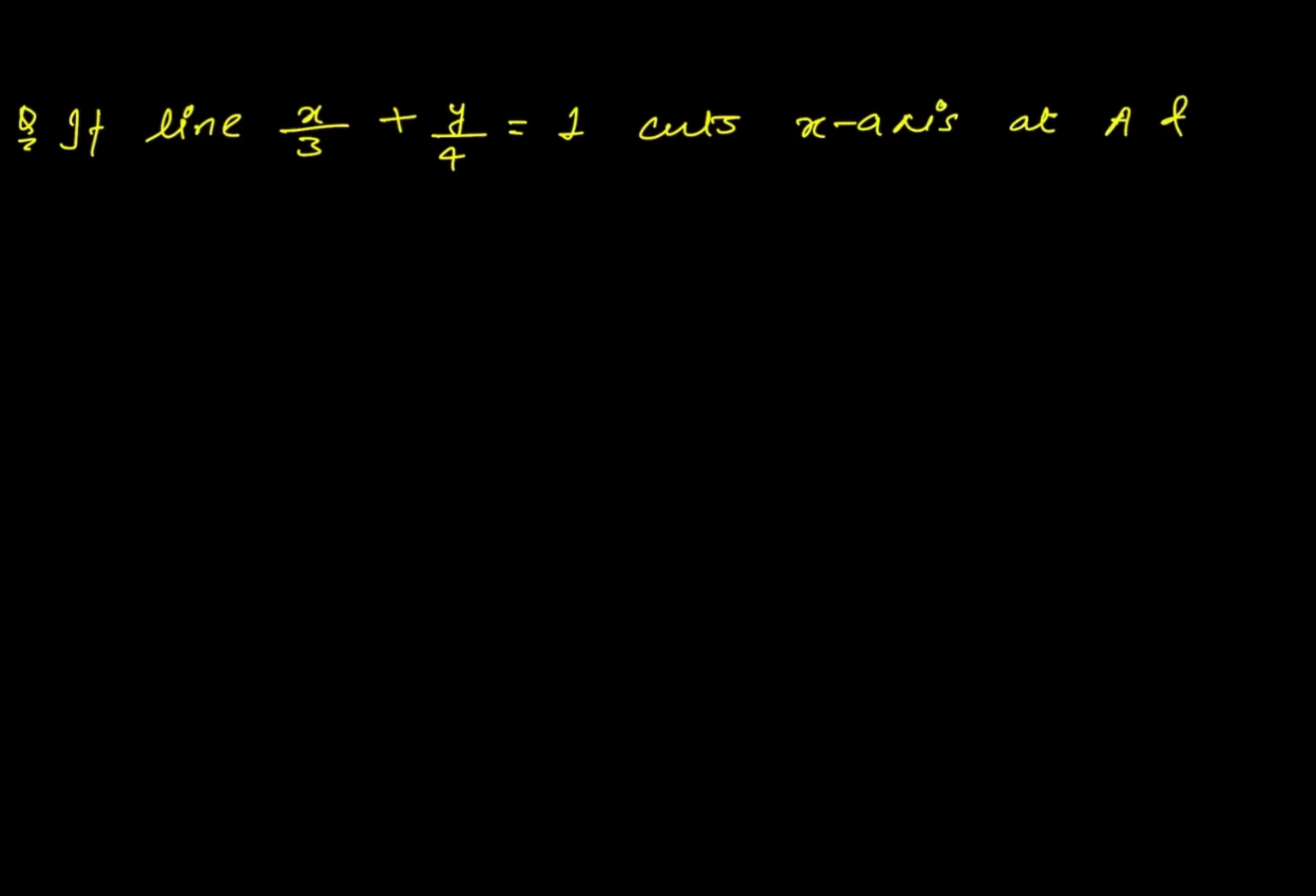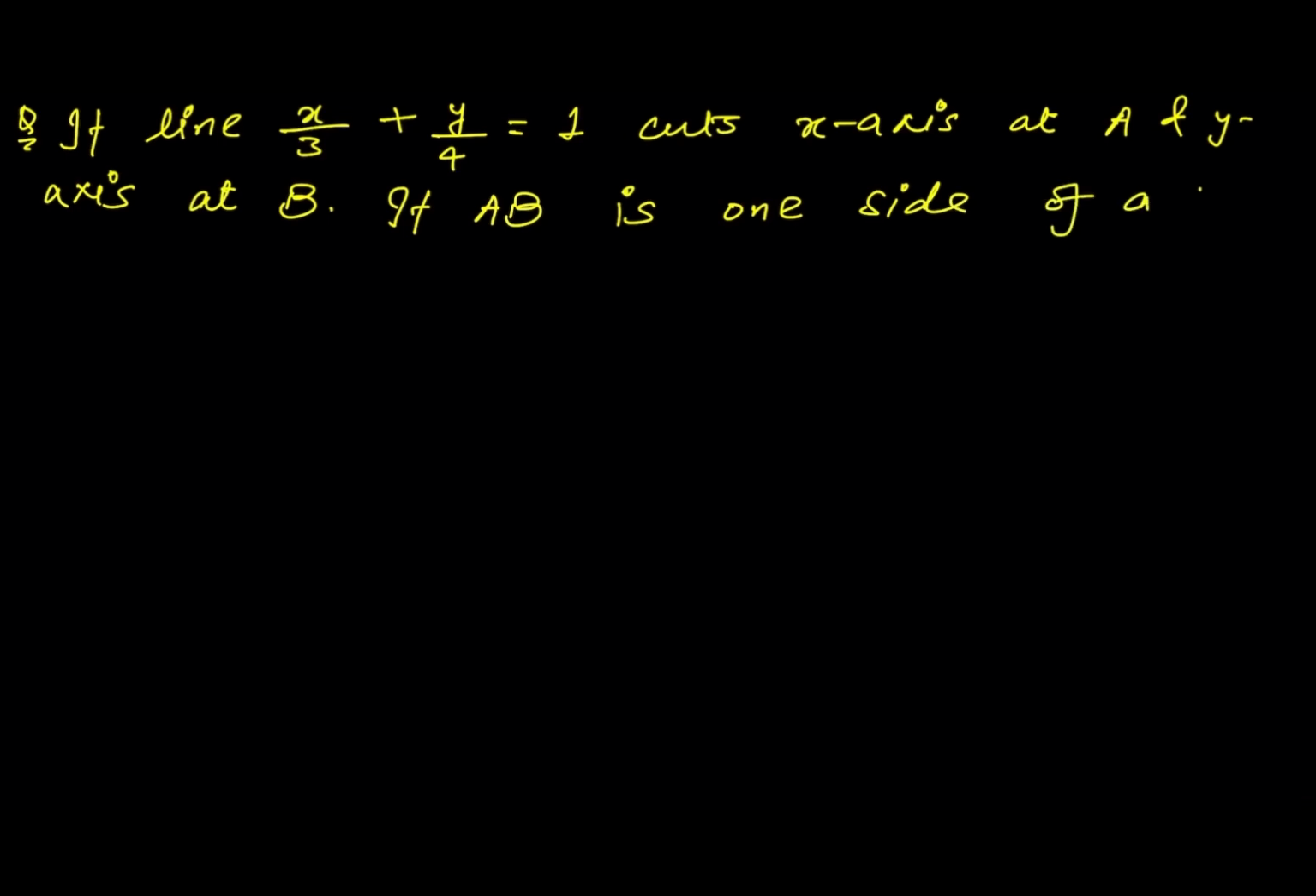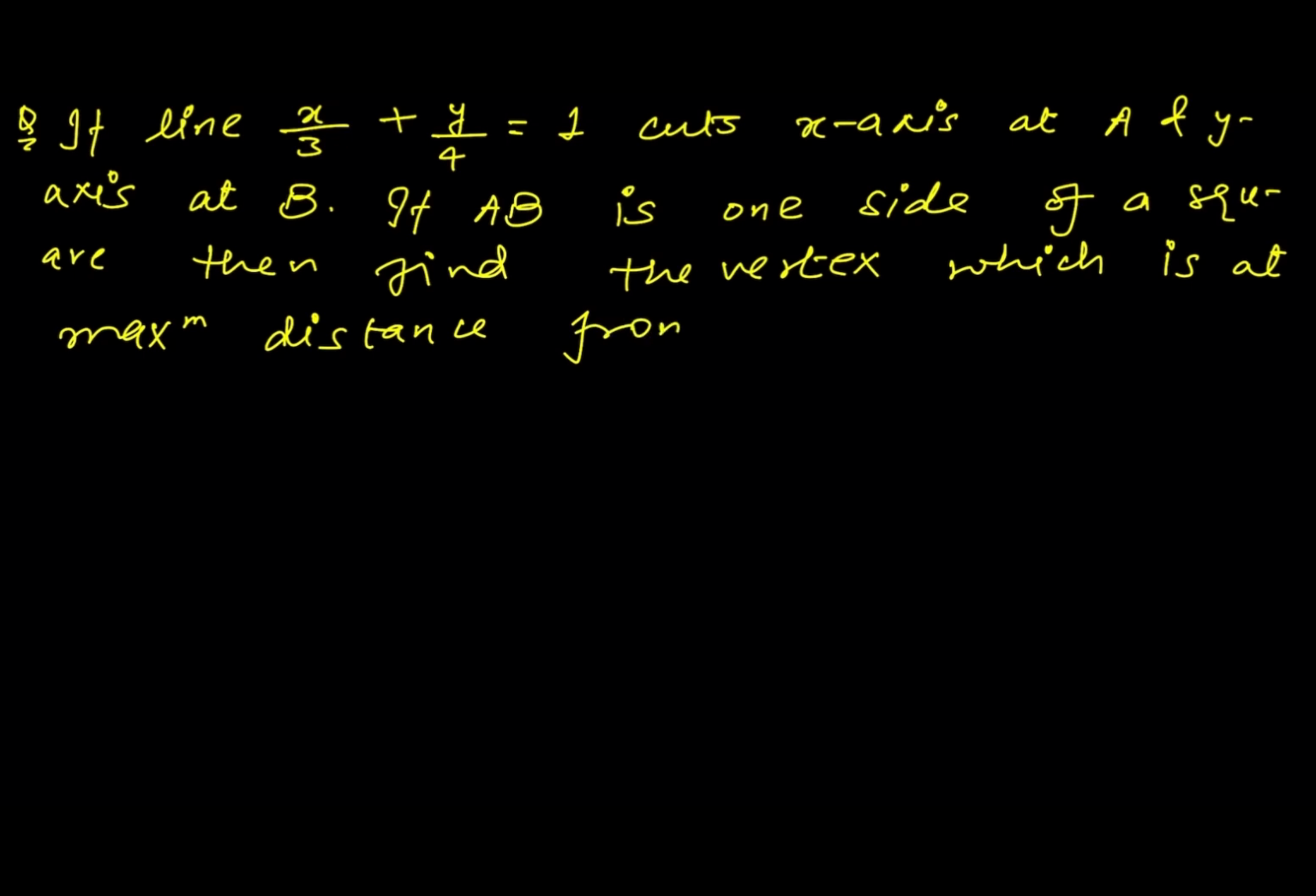So students, let us write a question. If line x upon 3 plus y upon 4 is equal to 1 cuts x-axis at A and y-axis at B, if AB is one side of a square, then find the vertex which is at maximum distance from origin.